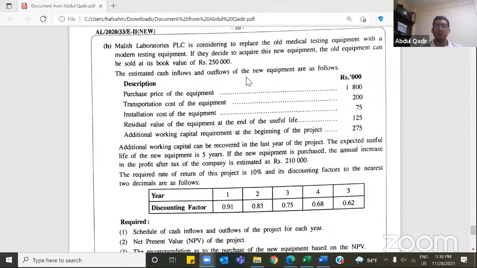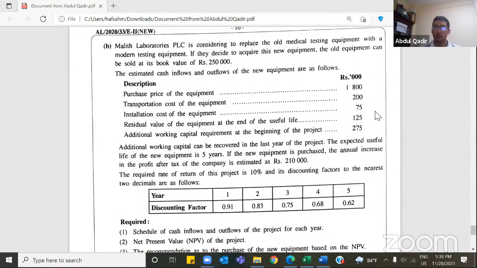The estimated cash inflows and outflows of the new equipment are as follows. So the purchase price is 1.8 million, so I'll read it in 1,800, right? Transportation is 200, installation is 75. Residual value at the end of the life, that means you can sell the new machine at the end of the period for 125. Additional working capital requirement at the beginning of the project, 275. So they have specified the word additional working capital, right? Additional working capital can be recovered in the last year of the project.